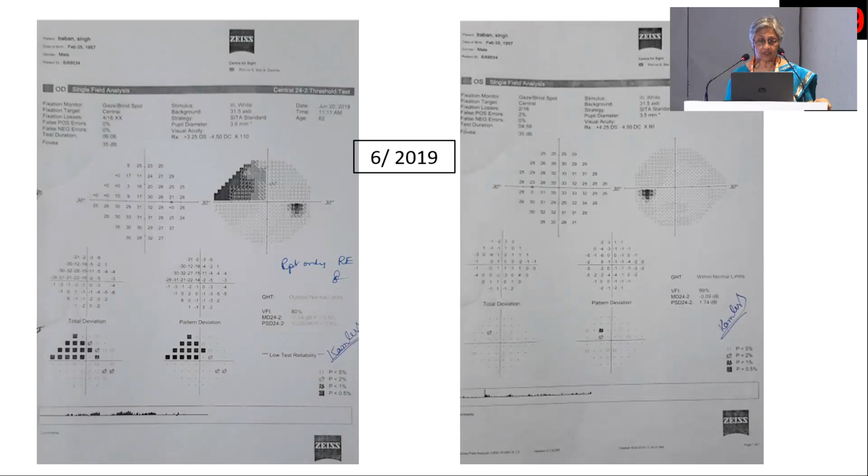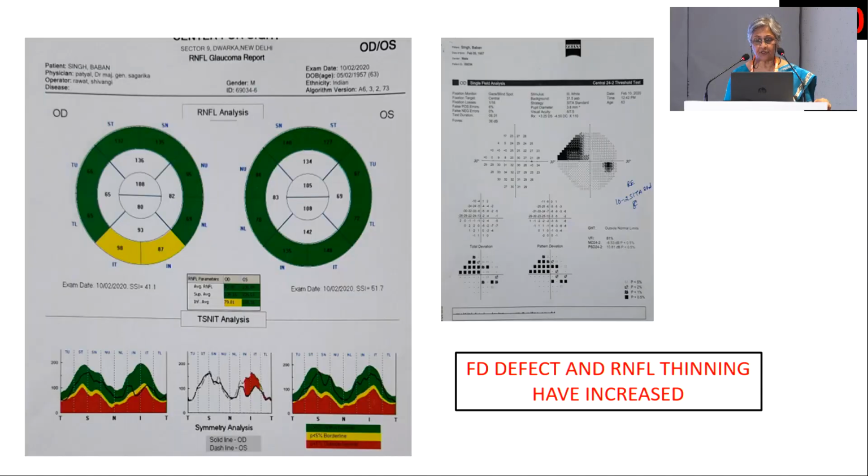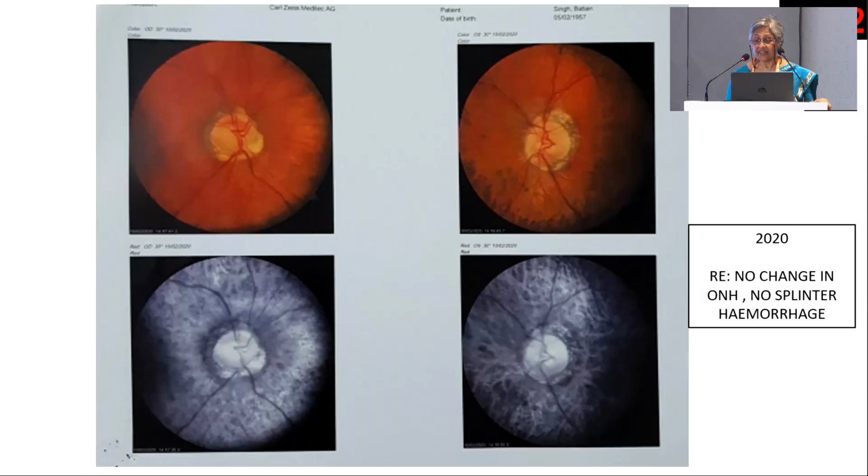We went into 2019, again the same defect, left eye absolutely normal. In 2020, the defect has started enlarging in the right eye, left eye absolutely normal. And the OCT is also telling us that we have become borderline in the right eye, left eye still normal. Then later in 2020, absolutely no change in the right eye, no splinter hemorrhages.